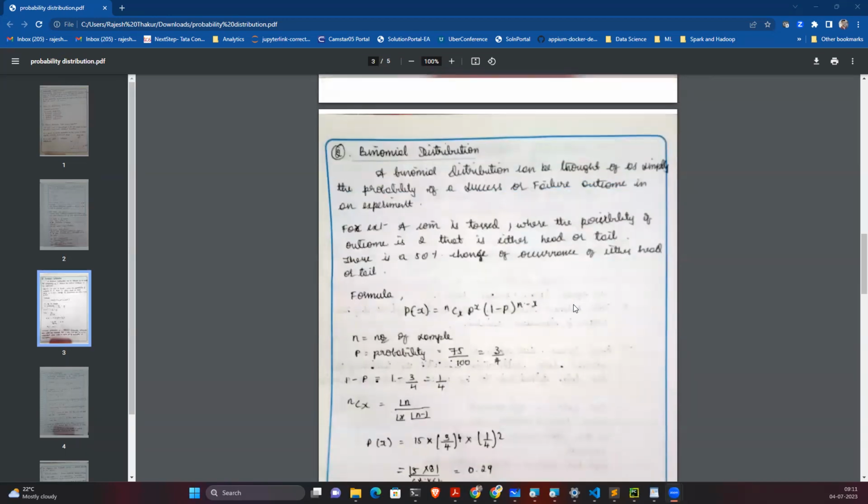I understood that if the data is spread largely over the right side, then it will be right skewed data, and if it is on the left side, it will be left skewed data. Understood. Pretty much sure. Okay, please go ahead.